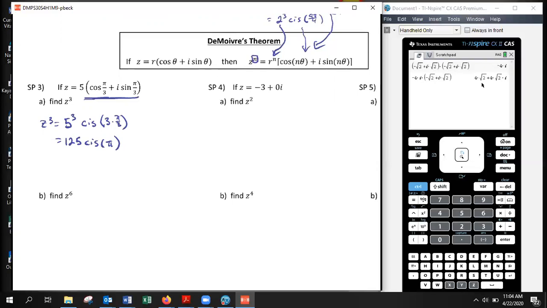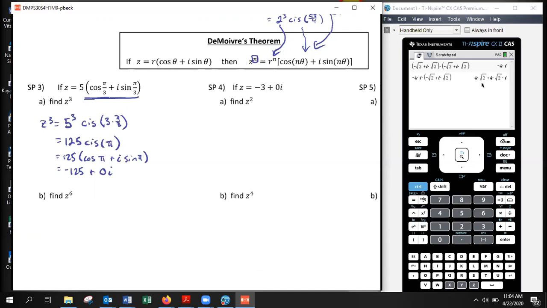So the cosine of pi, let me go ahead and write this out. This is probably the last time I'm going to write this out in detail. This is cosine pi plus i sine pi. And if you remember, the cosine of pi is -1. So negative 125. And then the sine of pi is 0, so plus 0i. Yeah, we could just leave that as negative 125, but negative 125 plus 0i.